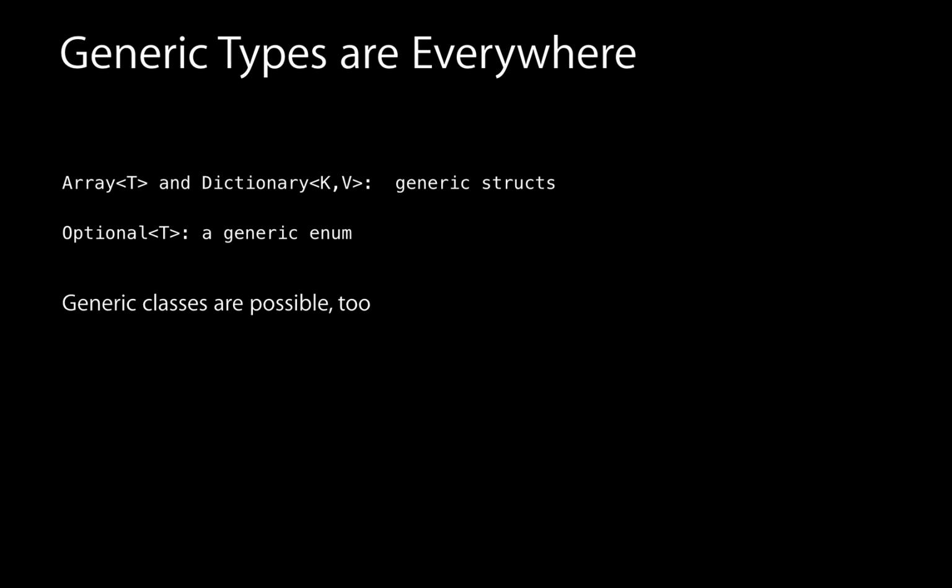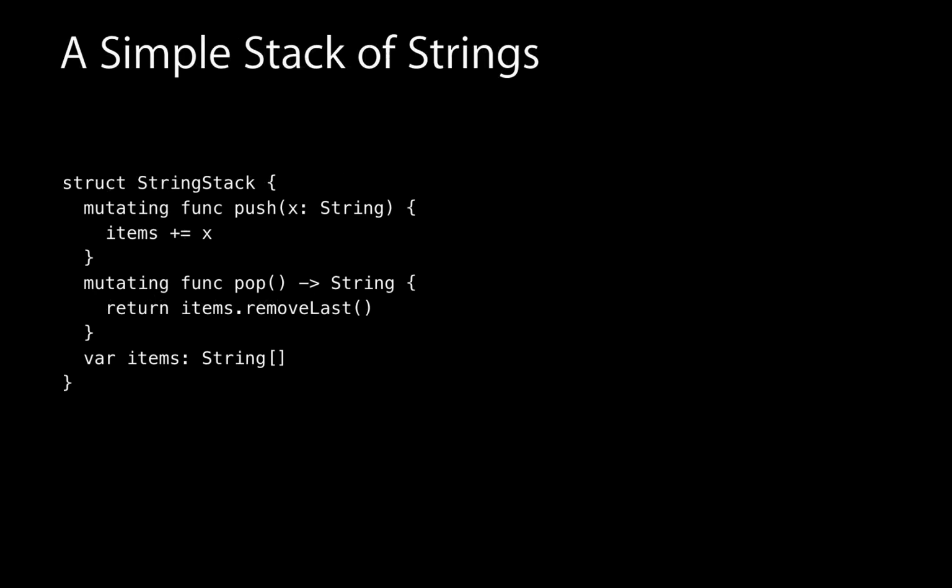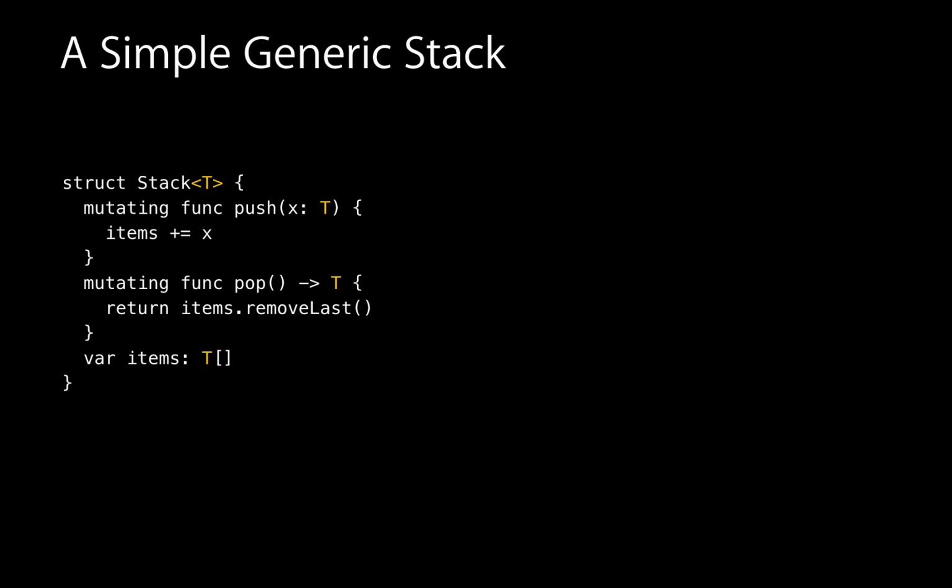Let's make a generic struct. So we'll start with a simple concrete struct, a concrete stack of strings. It's got push and pop methods, and it's just implemented in terms of an array. Now let's make this into a stack of any type. We just do what we did with our generic functions. When we made a concrete function generic, we took the concrete types and replaced them with a type parameter, and there you have it. Now I can make a stack of ints or a stack of NSWindows if I like.